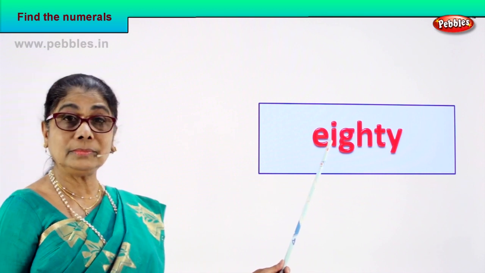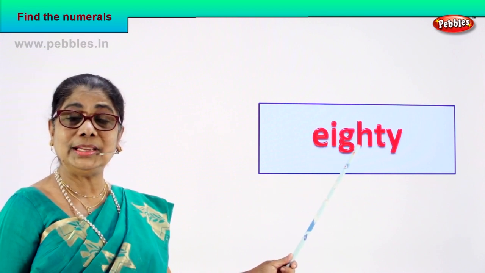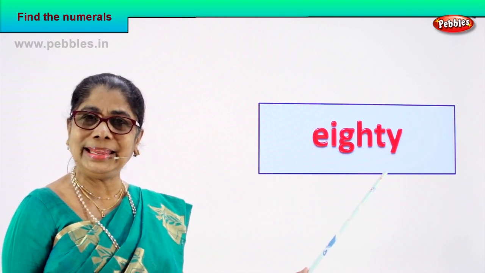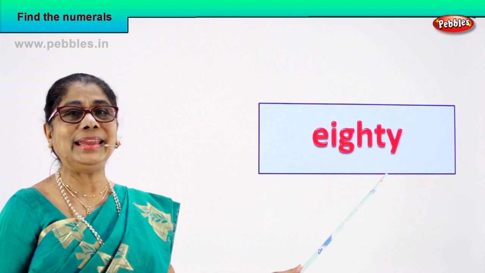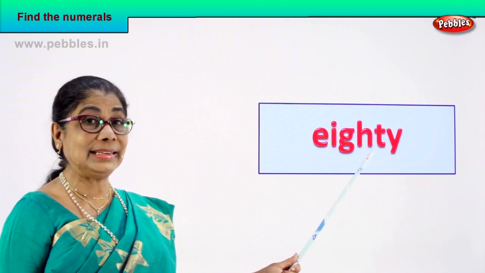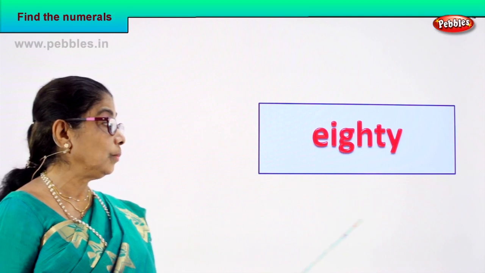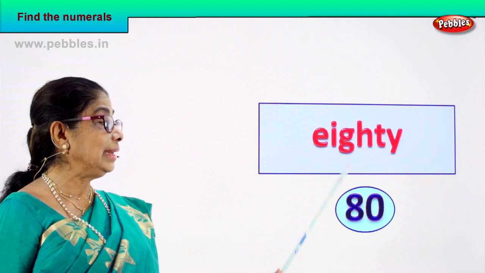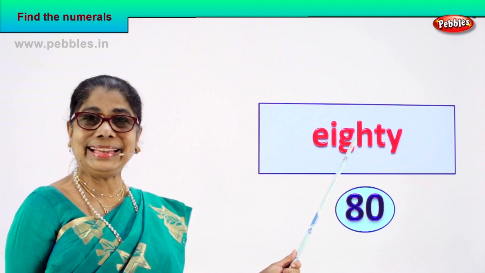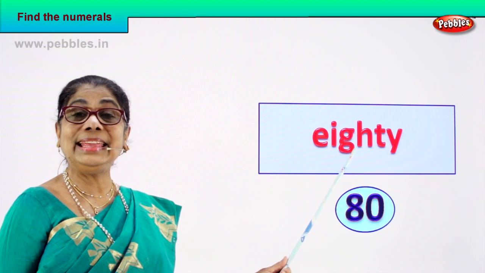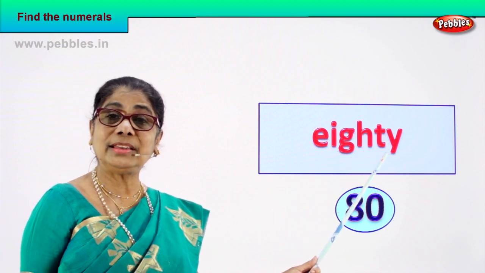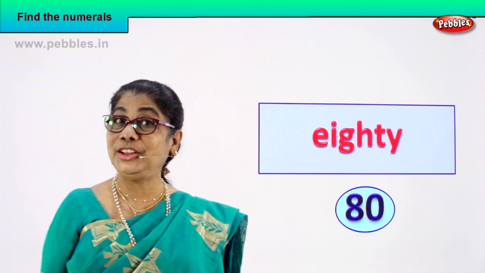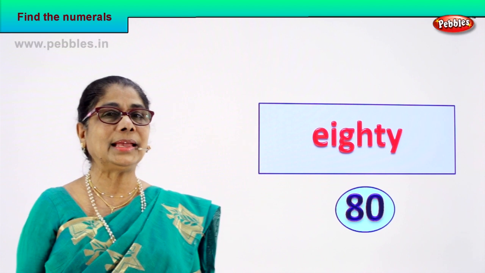Look. Spell. Eighty 80. How do you write the numeral 80? 8 and 0, 80. Very good. 80 is written as 8 and 0. How do you write 80? 8 and 0, 80. Spell 80. Eighty 80. 8 and 0, 80. Very good. Now let's take another number name.